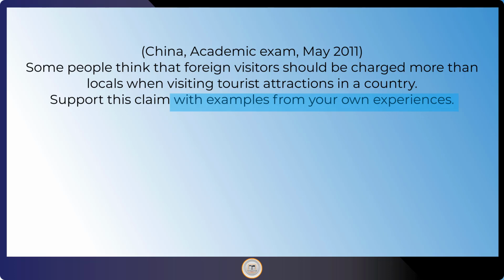Now the second part is "with examples from your own experiences." Now, I always tell students that a very easy way to make yourself sound more academic is to avoid using personal pronouns to talk about your opinion. So instead of saying, "I believe that," you would say something like, "it is believed." Or instead of saying, "we as humans usually think that," you would say that "it is usually thought that."